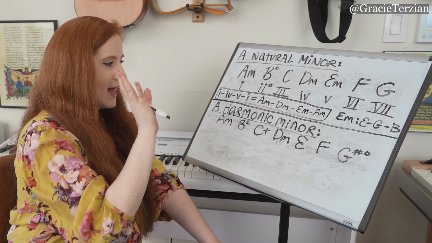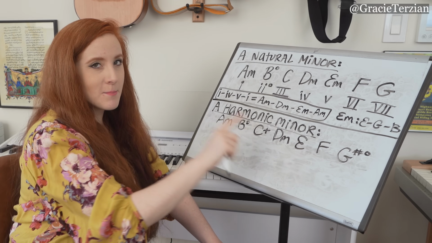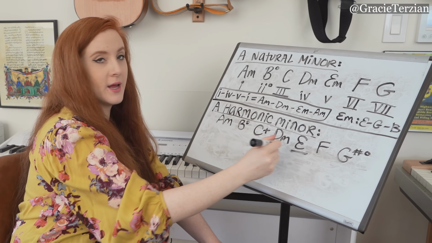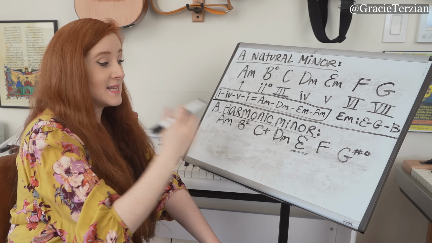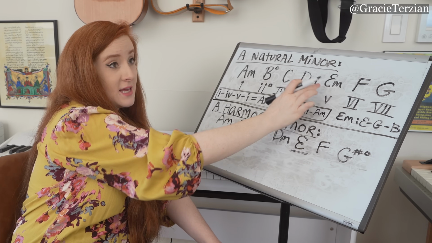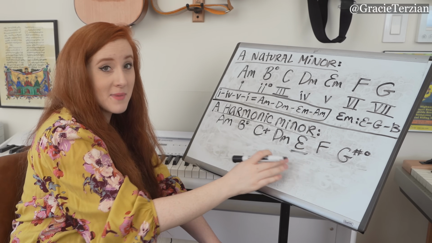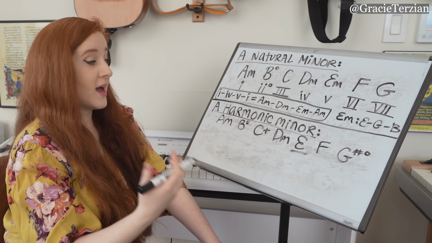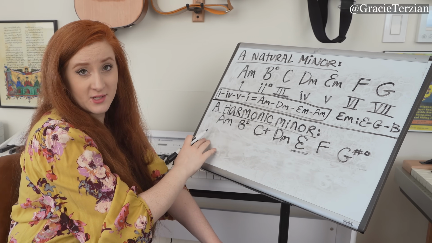But hey, check it out. A harmonic minor has a much stronger dominant chord, right? This is our dominant chord, the fifth, right? Because it has an E major instead of the E minor chord. And the chord E major has that leading tone of G sharp in it, which is a half step away from the tonic, which is A, okay?